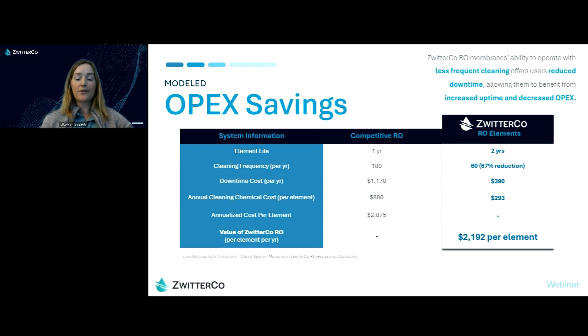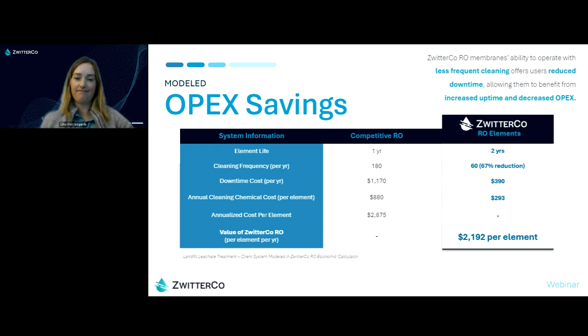If the site were to install ZwitterCo RO elements, they wouldn't have to clean the system as frequently. So let's assume they cut the cleaning frequency down to about once a week, or a 67% reduction in cleaning frequency. And by exposing the membrane to less chemicals, the elements will last twice as long. So let's say the elements last 2 years instead of 1. Because the ZwitterCo RO elements require less frequent cleaning, less downtime, and last longer, the ZwitterCo RO elements provide a value of over $2,000 per element per year.